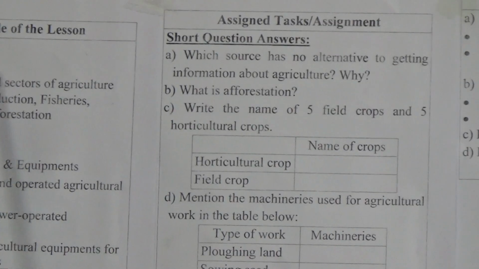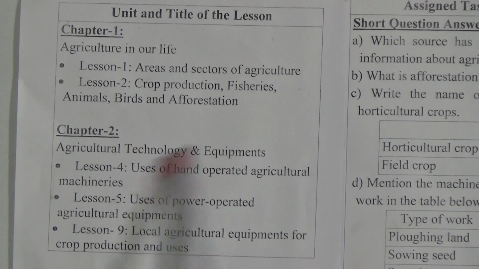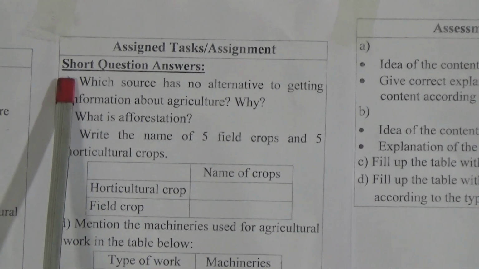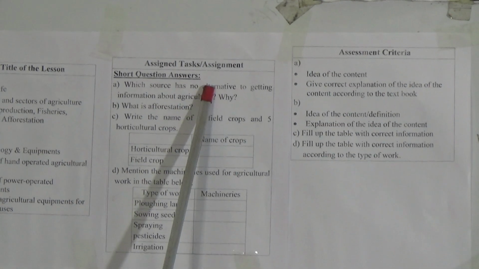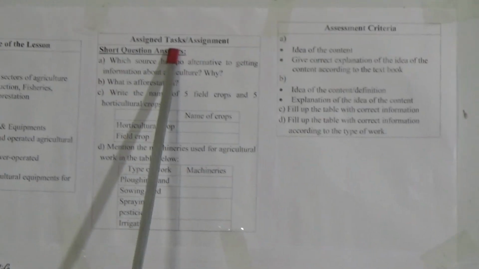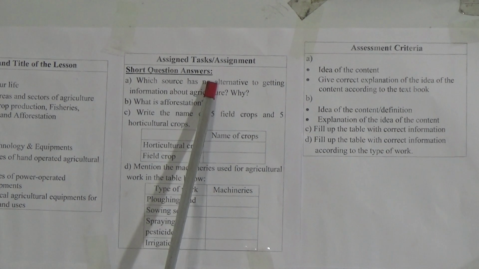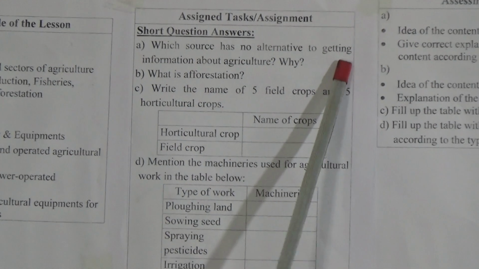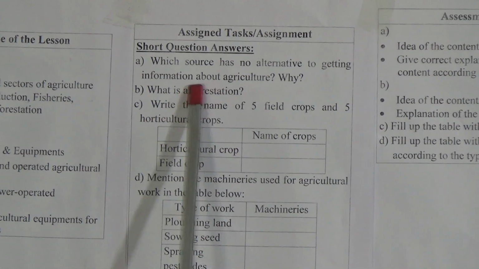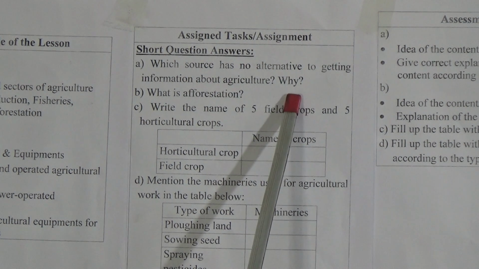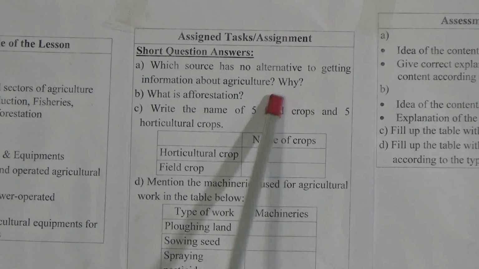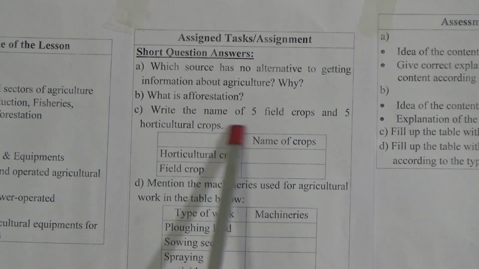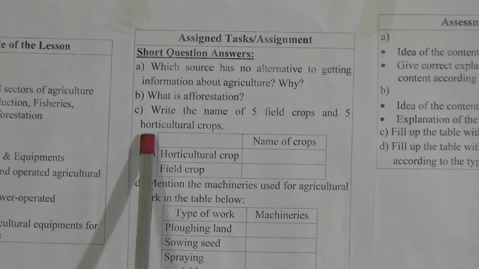Okay, so from this lesson we have to finish our assignment. Just look here, assignment is short question answer. Students, our assigned task is short question answers. Okay, the first one is which source has no alternative to getting information about agriculture, and the last one is why. Number B is what is afforestation. Number C, write the name of 5 field crops and 5 horticultural crops.